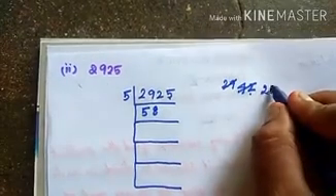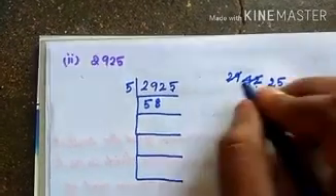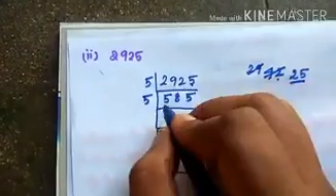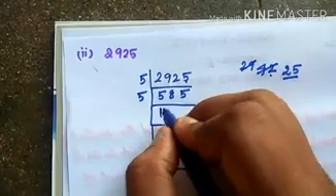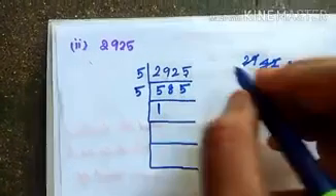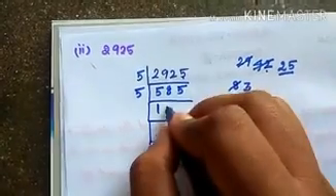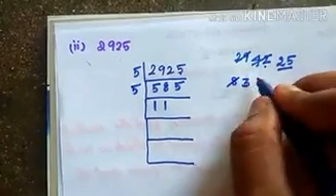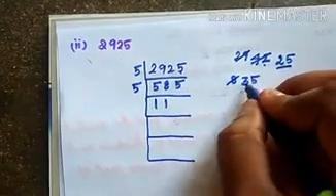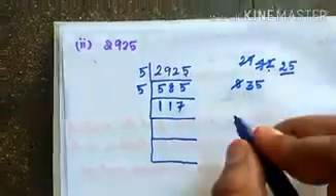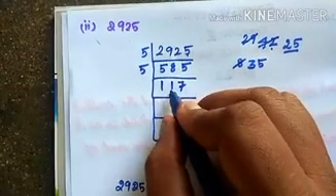We take another digit, you get 25. How many times? 5 times. Again you divide with 5. In the 5 table, 5 how many times? 1 time. 8 also 1 time, remaining 3. Then 5 is there, so 35, how many times? 7 times. 117. Now you can see 7 plus 1 is 8, 8 plus 1 is 9.